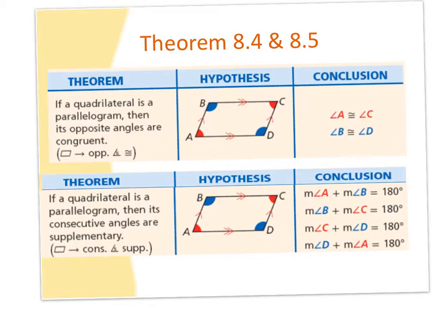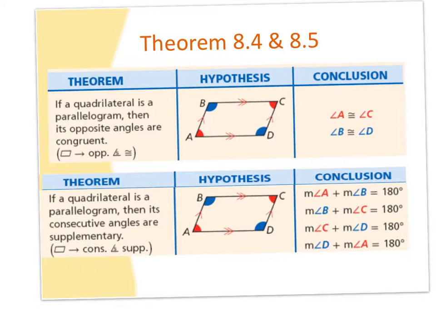And then 8.5, if a quadrilateral is a parallelogram, then its consecutive angles are supplementary, meaning one after the other. All right, so angle A plus angle B is 180, angle B plus angle C is 180, C plus D, and D plus A. So consecutive as I go around it one after the other, whether it's clockwise or counterclockwise.